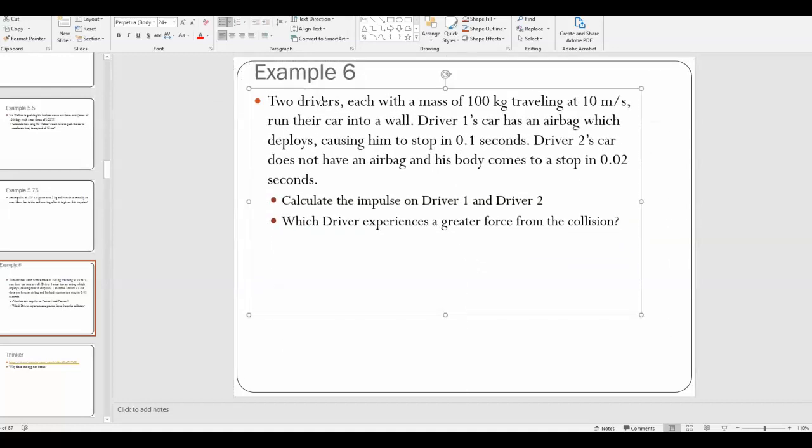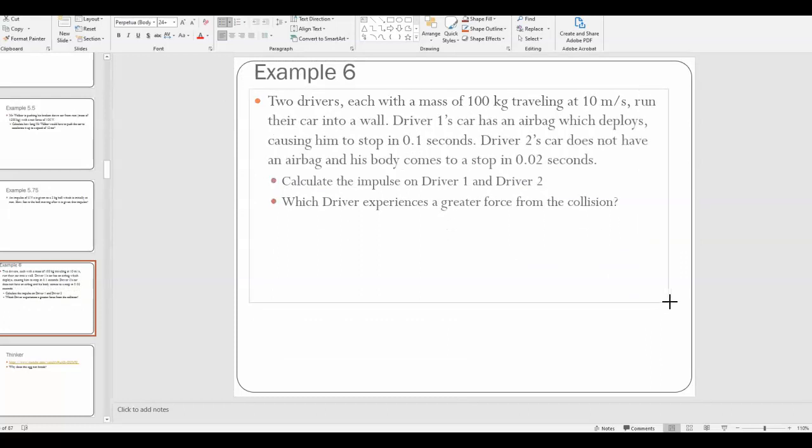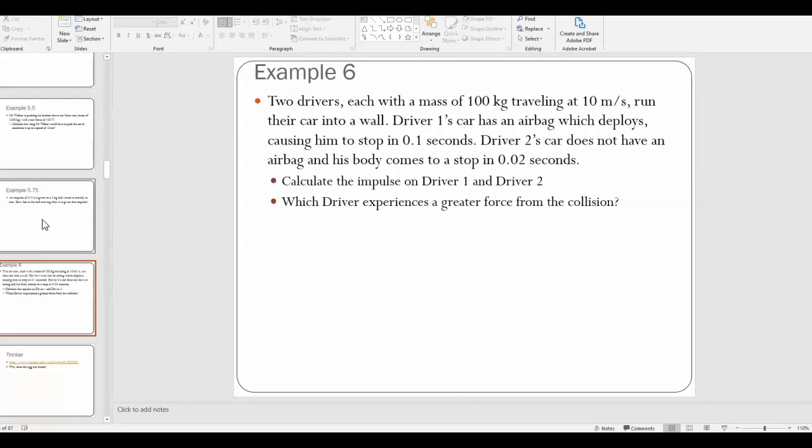Now, when you see the question, calculate the impulse on driver 1 and driver 2, your first instinct is to use the impulse equation, which makes sense, right? I equals F delta t. The problem is we're not given any information about the forces on driver 1 or driver 2. In fact, the second question asks which driver experiences a greater force from the collision. So the fact that we're not given force, even though we're given delta t, leads me to believe that when it says calculate the impulse, it's probably asking me to find the change in momentum. Remember, those two things are one and the same because of the impulse momentum theorem.